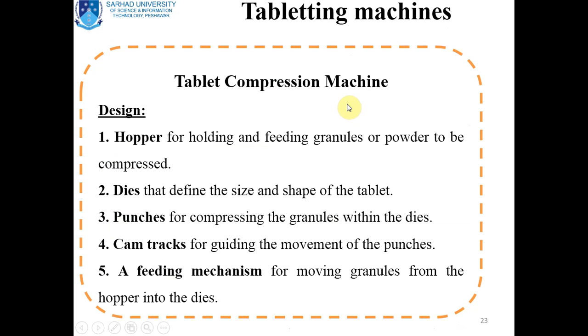Now we will discuss the tableting machine. Tablet compression machines are designed with different parts including the hopper, dies, punches, cam tracks and feeding mechanism. The hopper holds and feeds the granules or powder to be compressed, while the dies define the size and shape of the tablets. We can see the different sizes and shapes, and the dies will determine the size and shape of the tablet. Punches compress the granules within the die, cam tracks guide the movement of the punches, and a feeding mechanism moves granules from the hopper to the die.